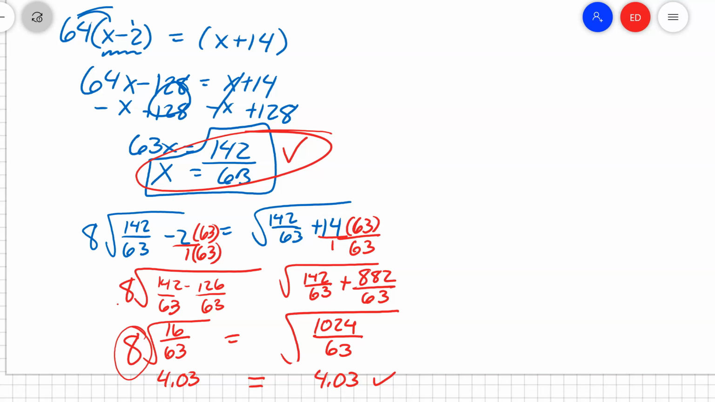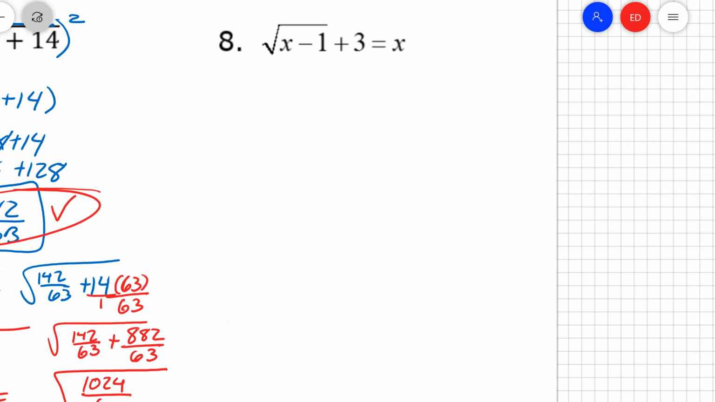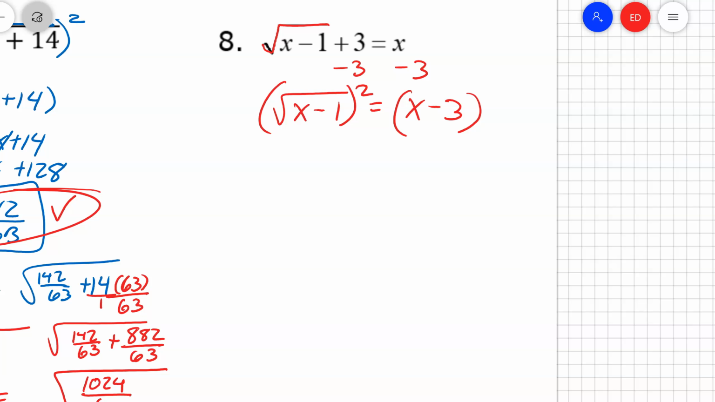Alright, let's go ahead and take a look at our last problem, number 8. So looking at number 8, we're going to go ahead and subtract 3 from both sides. So we're left with the square root of x minus 1 equals x minus 3. Because we need to isolate the radical, that's our first step. Now, I notice there's x's on both sides, but that's okay, because we're really trying to focus on getting rid of the radical first. So this radical, we're going to go ahead and square it to get rid of the radical. If we square both sides, this would end up being x minus 1, and the square root goes away.